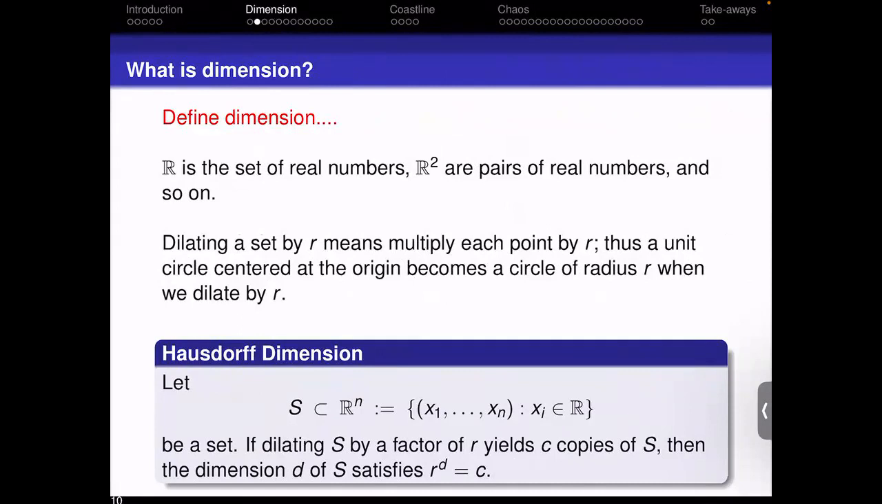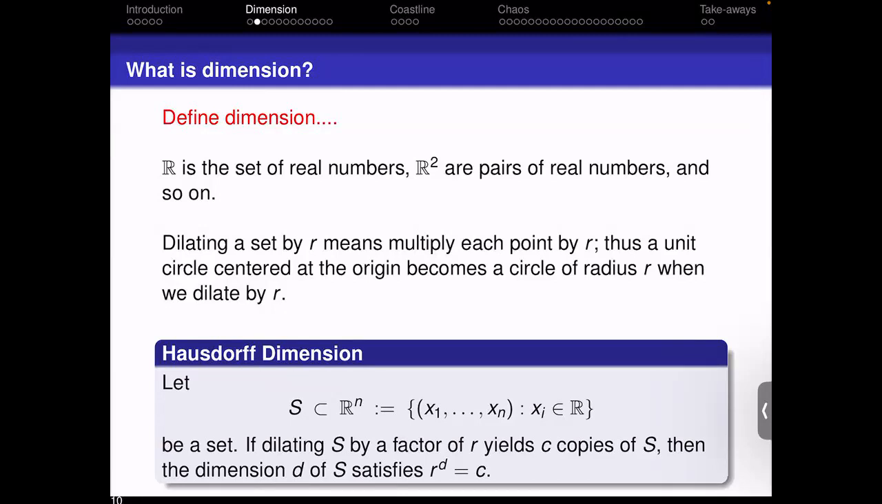We define the Hausdorff dimension as follows. Take some set S, and we'll assume it lives in an n-dimensional space. So R^n is n directions, each one a real axis. I look at all my points in S, (x1 through xn). Then if I take every point in S and multiply it by r, that gives me a new set. I see how many copies of S I get. Let's say I get C copies. Then my dimension D is the number such that r^D = C.